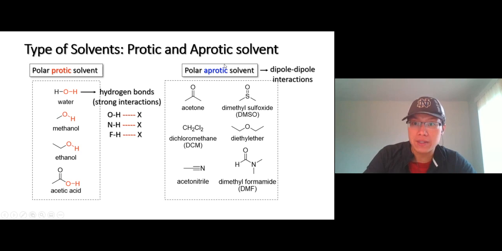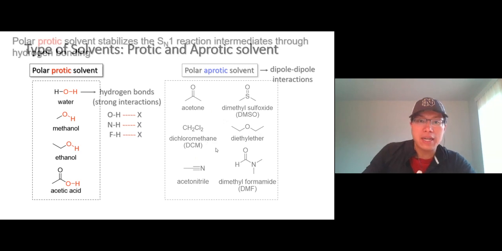Polar protic and polar aprotic solvents facilitate SN1 and SN2 differently. You have to be able to pick which one goes with SN1, which one goes with SN2, and why. That's the most important thing. Don't just memorize it. You need to be able to explain why we use a polar protic solvent for this reaction, why we use a polar aprotic solvent for that reaction, and why not the other.